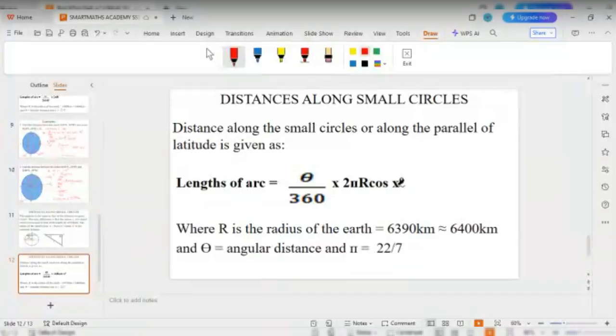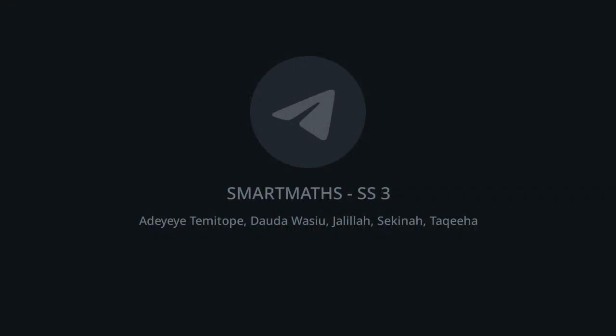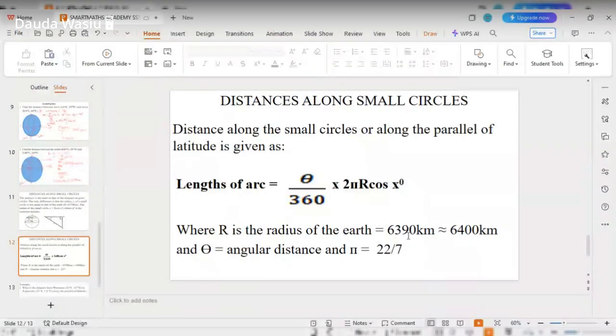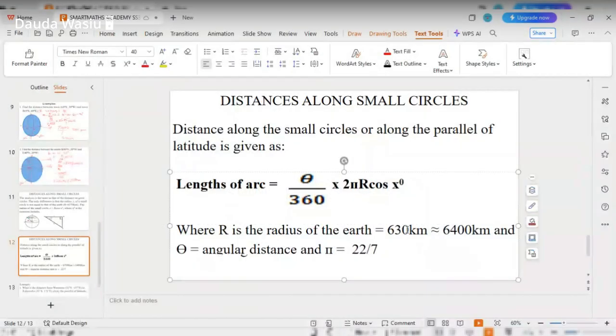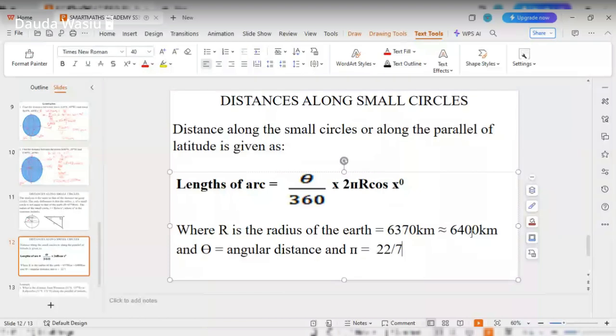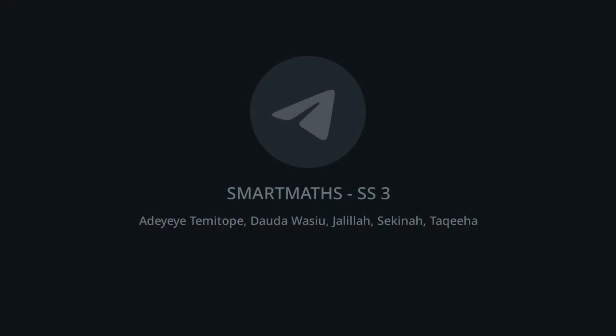Where big R is the radius of the Earth, which is 6,370 kilometers, approximately equal to 6,400 kilometers. And theta is the angular distance or angular difference, and pi is 22 over 7. So that is that on this slide.